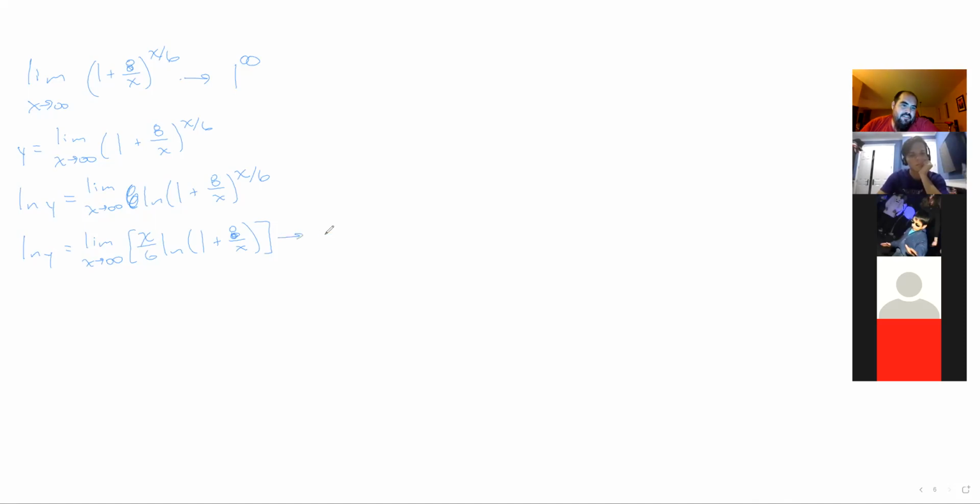No. Because this is log of, so I still feel like this is an indeterminate form. This is 0 times infinity, but that is not. I mean, L'Hopital's rule is only useful for things that look a certain way. It's only good for this 0 over 0 form or this infinity over infinity form. So if we can get to a place where our expression looks like that, then we can use L'Hopital's rule.